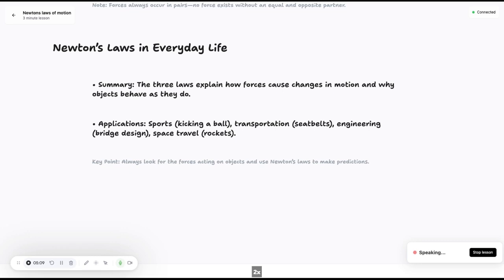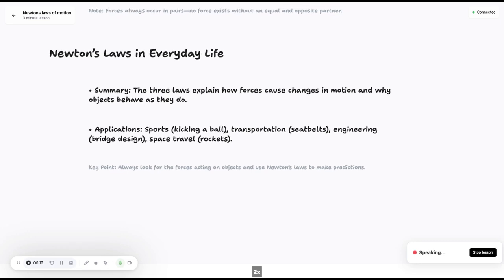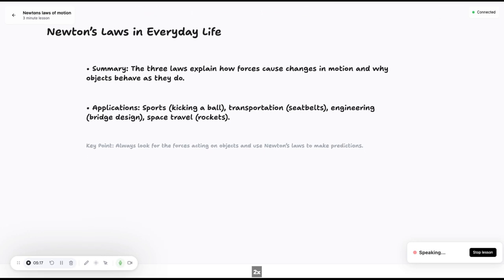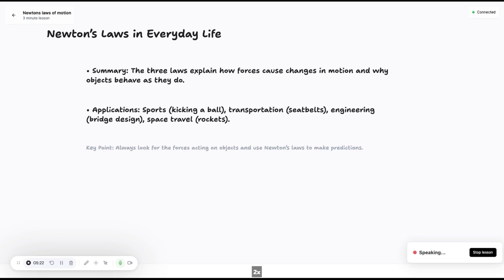You can always use these laws to predict or explain motion by identifying the forces involved. Check out the summary and examples on the whiteboard for a quick review. Any questions about how these laws apply to real life or anything else we've covered? No, everything's clear.